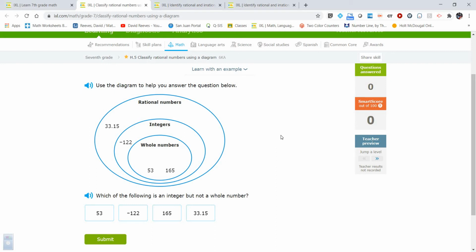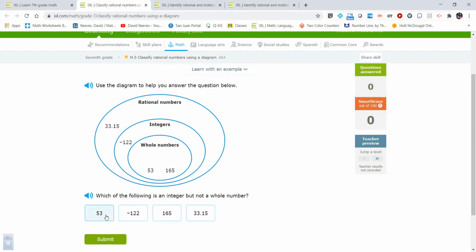All right, so it says, which of the following is an integer but not a whole number? Remember, whole numbers cannot be negative. Whole numbers start at 0 and go up by 1. They're like counting numbers that you can count on your fingers, except they add 0. So which of the following is an integer but not a whole number?